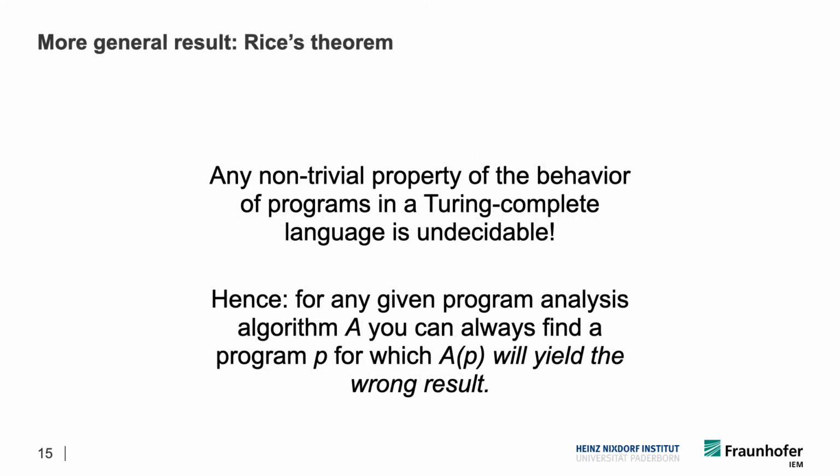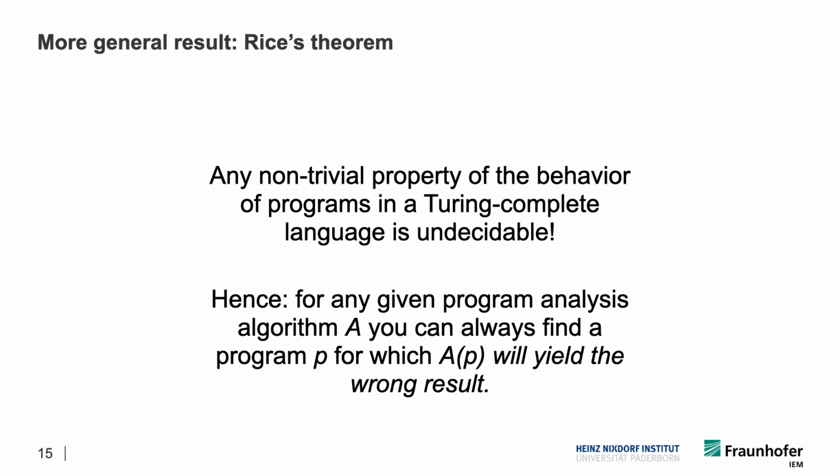And there's actually a more general result to this, which is called Rice's theorem. And that's really unfortunate, like I said already. Any non-trivial property of the behavior of programs in a Turing-complete language is undecidable. And hence, for any given program analysis algorithm, let's call it A, you can always find a program P for which A applied to P, so the analysis applied to the program, will yield the wrong result. That's just something that we have to live with.